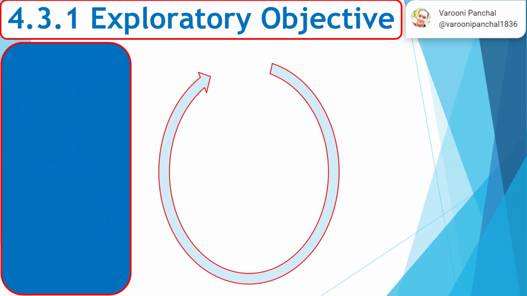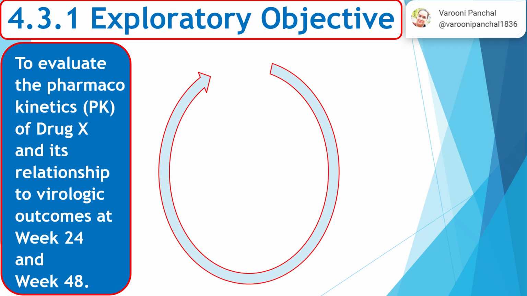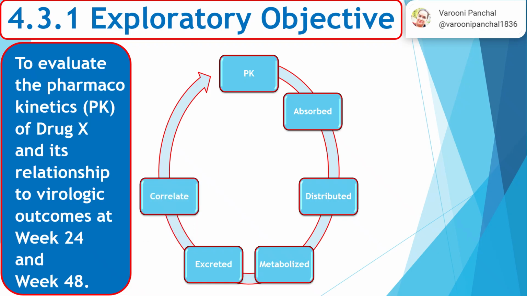(4.3.1) Exploratory objectives, optional: to evaluate the pharmacokinetics, PK, of drug X and its relationship to virologic outcomes at week 24 and week 48. Explanation: pharmacokinetics involves studying how the drug is absorbed, distributed, metabolized, and excreted in the body. This exploratory objective would assess whether specific PK characteristics, e.g., plasma concentration of drug X, correlate with better viral suppression outcomes.